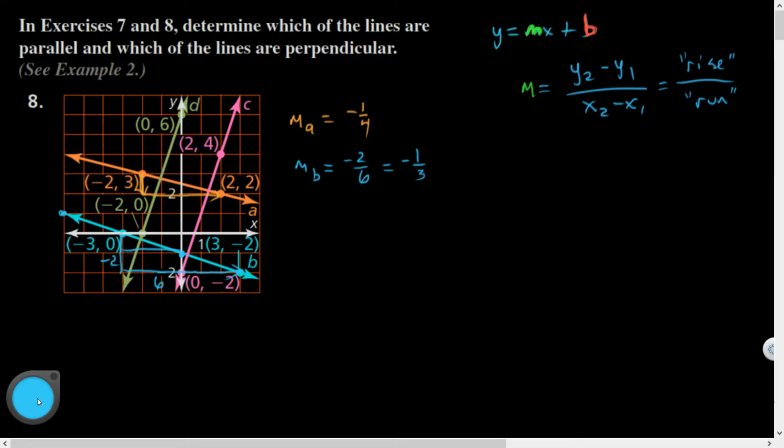And C. Oh, little purplish fuchsia thing going there. Looks like it's going up 3 and over 1, so the slope of C is just 3, or 3 over 1 if you really want, but you don't have to write that. And then the slope of line D, let's see.